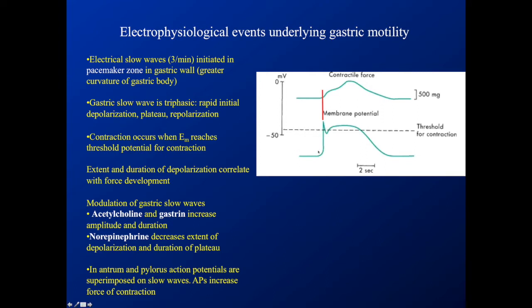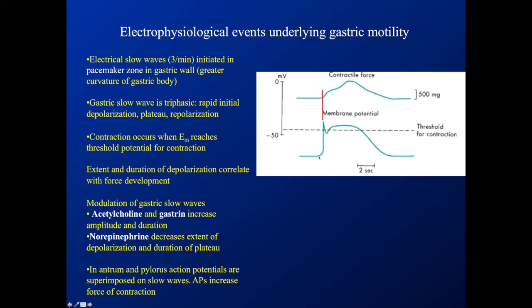This figure here shows both the electrical impulse and then the corresponding contractile force that goes along with these membrane potential changes. It's triphasic. You have a rapid initial depolarization followed by a plateau and then repolarization. It's similar in shape to an action potential you would see in cardiac tissue, where obviously the temporal and magnitude resolution of this is different.